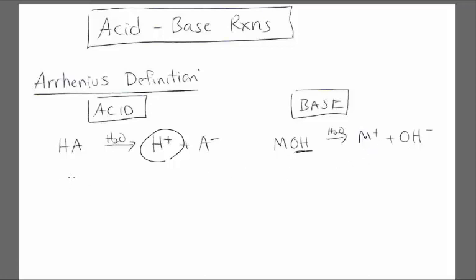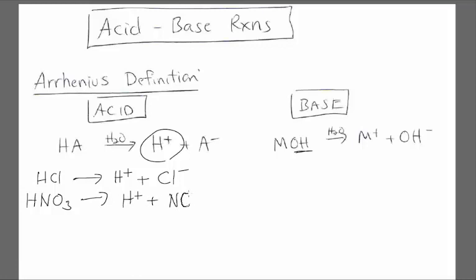Okay, so examples of acids include HCl, which is a strong acid, and it dissociates in water and forms chloride ion and a proton, H+. Another example of an acid is nitric acid, HNO3, which in water dissociates into a proton and the nitrate anion. Okay, and these are examples of strong acids. And by strong acid, we mean something that completely dissociates into its respective ions. Okay, so they fully dissociate.